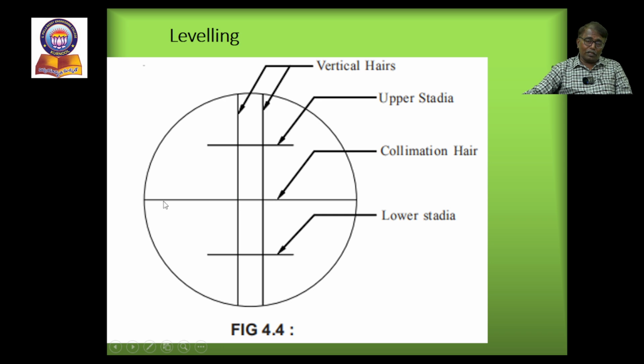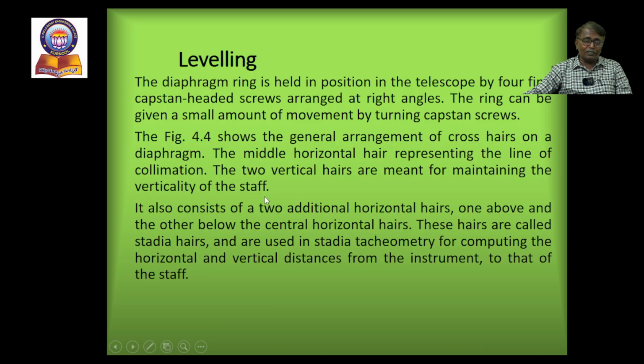Here, one horizontal line is there, that is the collimation hair, for which we have to take the staff readings, and one upper stadia and lower stadia hair are there, and two vertical hairs are there. In between these two vertical hairs, we have to keep the staff for taking the reading. If you want to take only one reading, then the horizontal collimation hair reading will generally be taken. Please see.